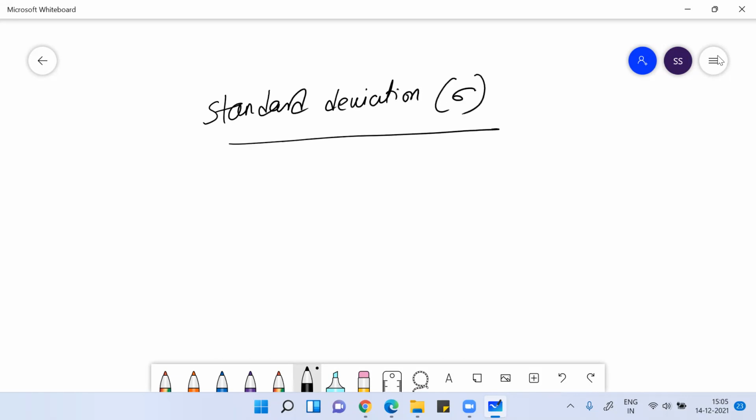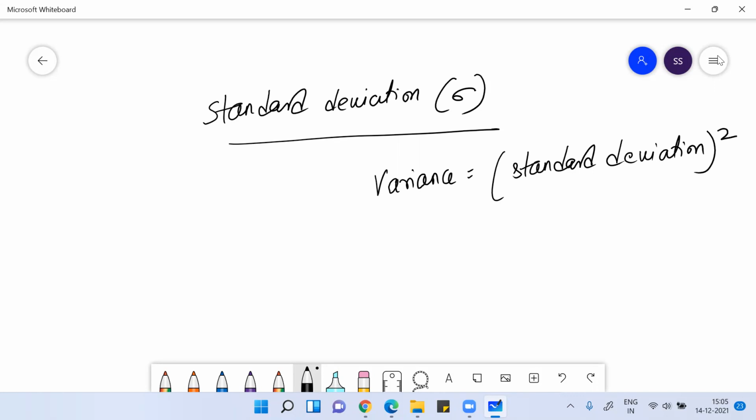I believe the logic of mean deviation is all very clear with you. Talking about standard deviation, we'll represent standard deviation with the sign called sigma, and this is the symbol of standard deviation. Remember that there's another term called variance. Variance is the square of standard deviation. So whenever we use the word variance, always remember it is the square of standard deviation. I'll represent variance with the symbol sigma square.